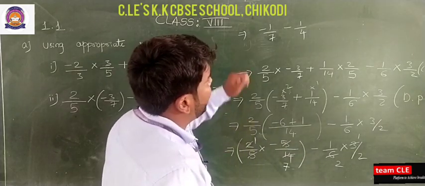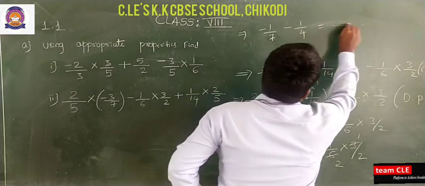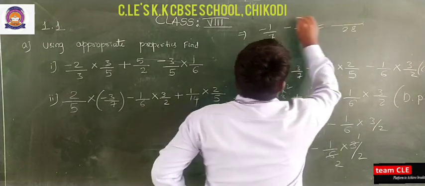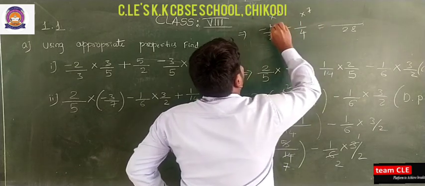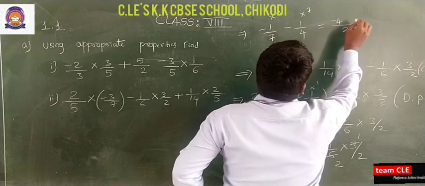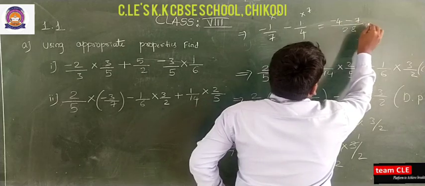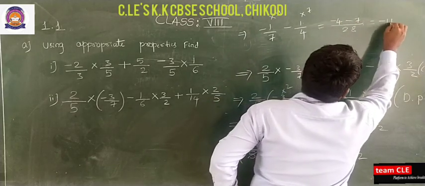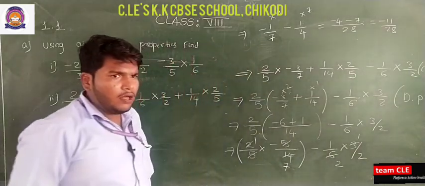So next step, what you have to do now? So now see, 7 4s are 28. So LCM will be 28. 7 4s are 28, 4 7s are 28. So this is 4 1s are minus 4, and this gets as minus 7. 7 1s are 7. So minus 4 minus 7 will get this as minus 11 divided by 28. So this is your required answer.